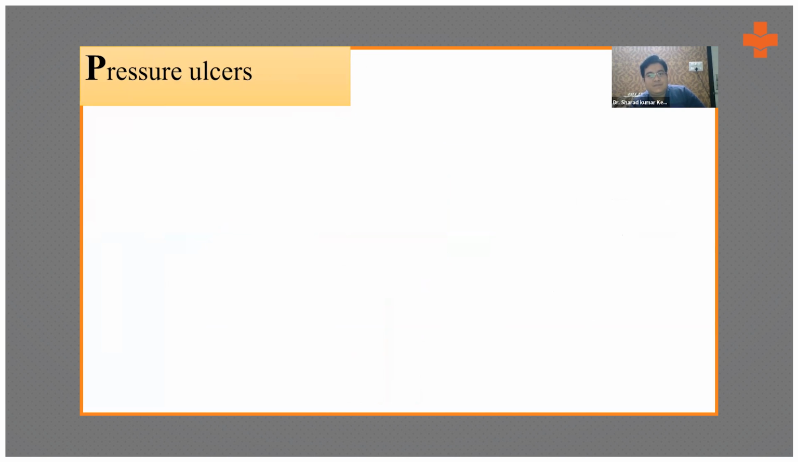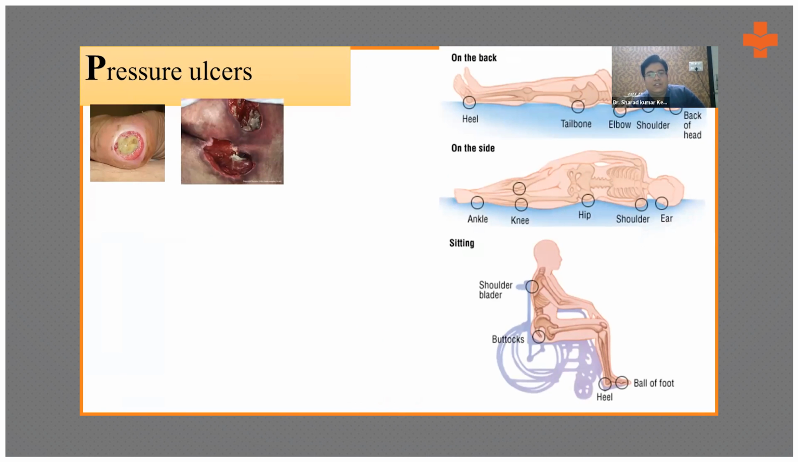Pressure ulcers are another thing. In this, what happens at the bony areas which are having a lot of pressure, because the capillary interfascial pressure is only 25 millimeters, whereas the bed which we are using gives a shear force of more than 100 millimeters, so that obviously compresses it.